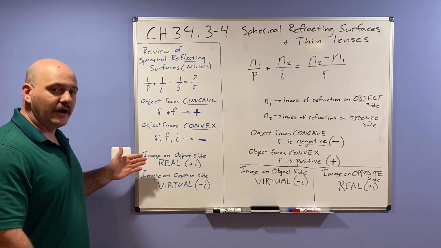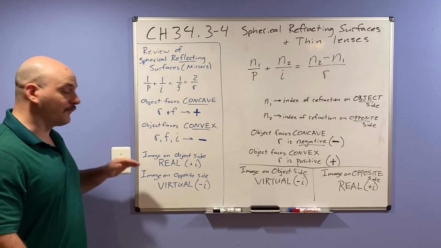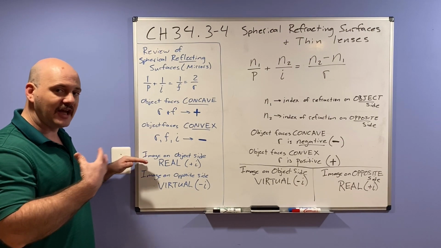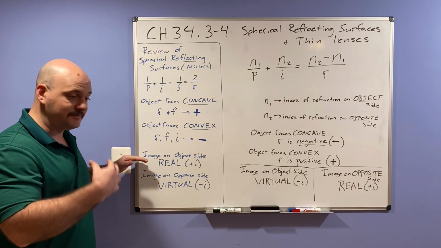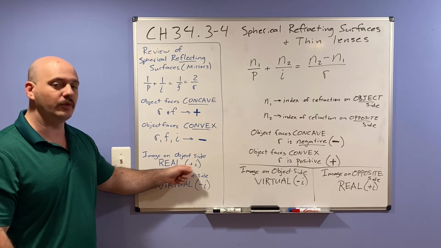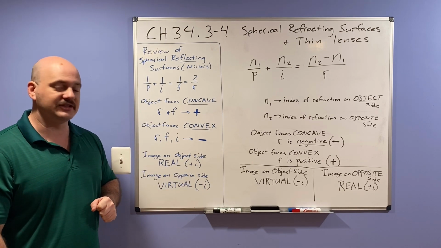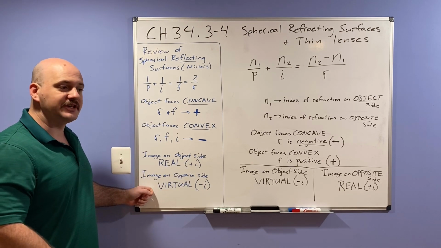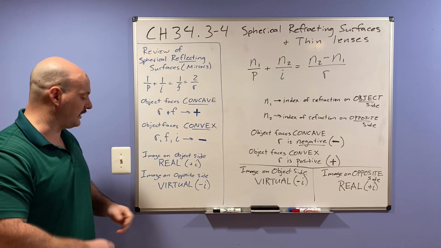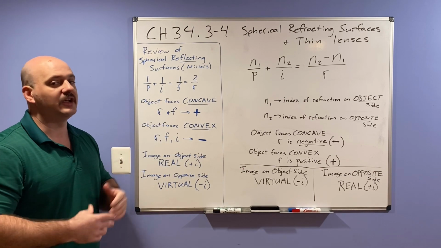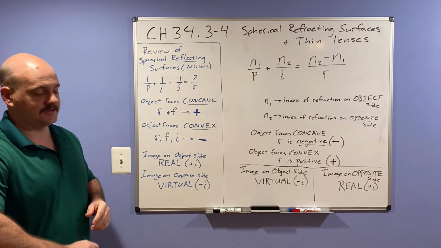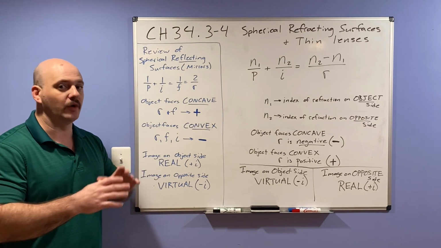Additionally, for mirrors, when the image forms on the same side as the object, on the object side, it's a real image. And remember, a real image is associated with a positive image distance. When the image forms on the opposite side of the mirror from the object, that's a virtual image, and virtual images are associated with a negative image distance. Okay, good. So that's our review of mirrors.